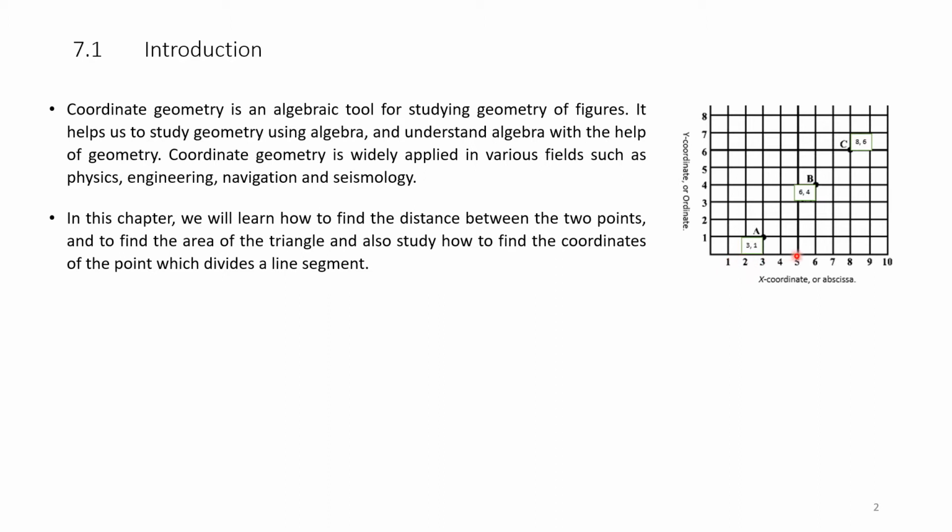These numbers on x-axis are called x-coordinate or abscissa. Please remember, these numbers horizontal on the x-axis are called x-coordinate or abscissa. Similarly, on the vertical side, we have numbers 1 to 8. These represent the horizontal lines parallel to x-axis. These are numbered as 1, 2, 3, 4, 5, 6, 7, and 8 and so on.